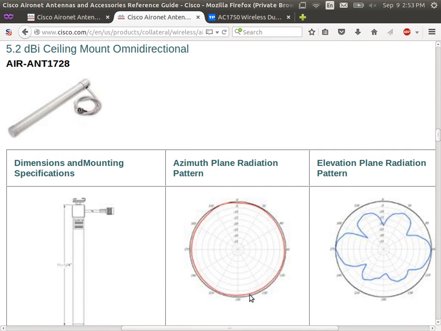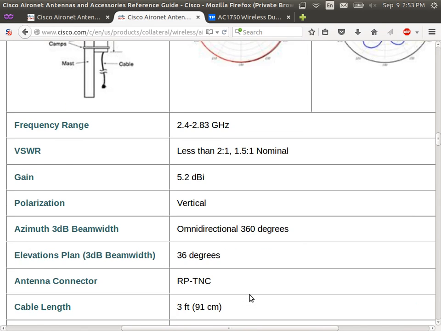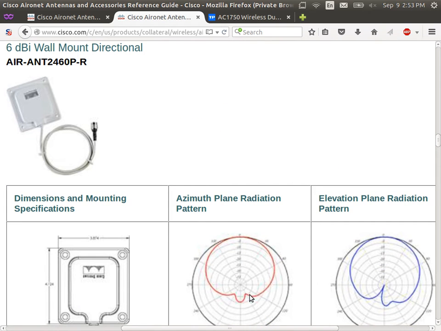A couple more, that's a different shape. Let's go down. A 6 dBi wall mount antenna. Similarly, you stick it on the wall and it tries to cover a particular direction. Again, it tries to concentrate narrowly in one direction. So if we stick this wall mount antenna on the wall here, we could select the antenna such that it will try and cover where everyone's sitting. It doesn't need to propagate a signal out that direction because no one sits over there in the room. So we could choose an antenna to cover the area we want to cover.